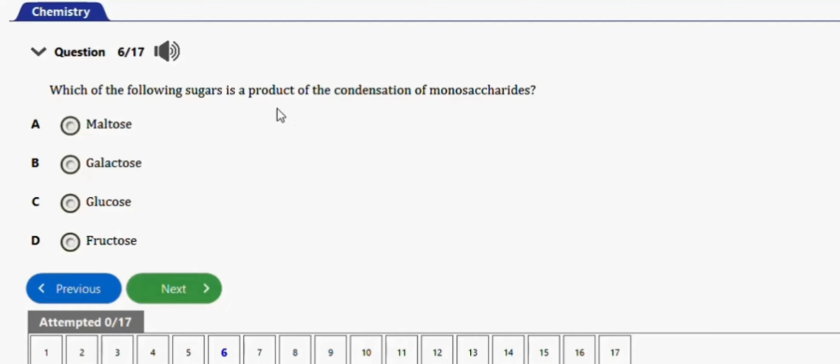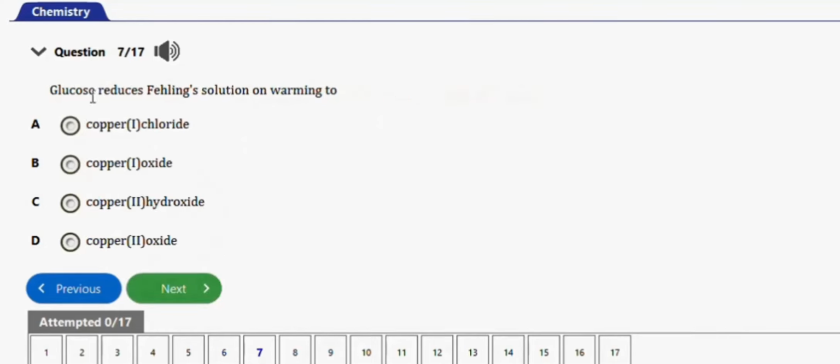Which of the following sugars is a product of condensation of monosaccharides? It's our maltose, guys. So that's for this question. The next question is this one. It says glucose reduces Fehling solution on warming.